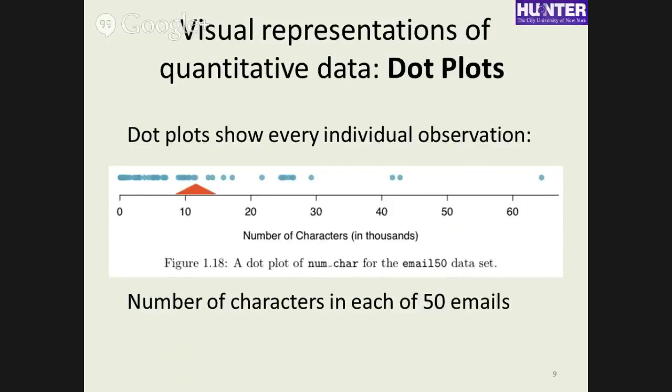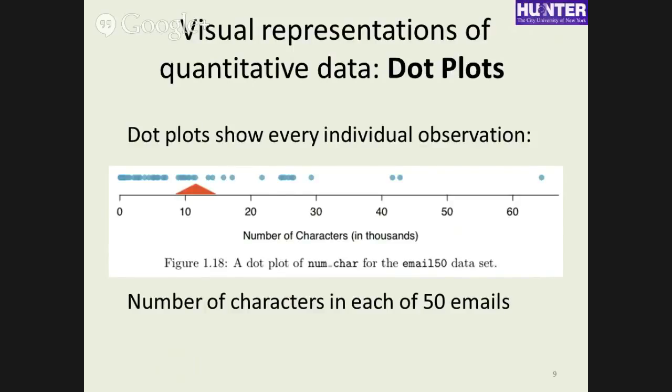So the dot plot is the most graphical information, I think, or the most detailed graphical information you can show for a single quantitative variable. And it just shows every single observation on a number line.